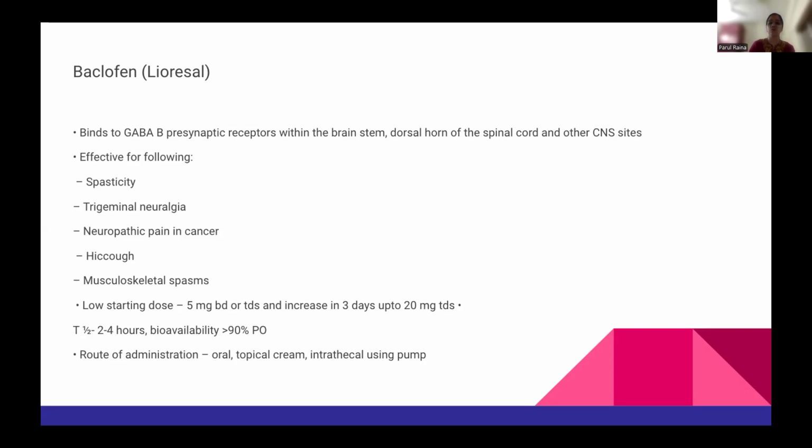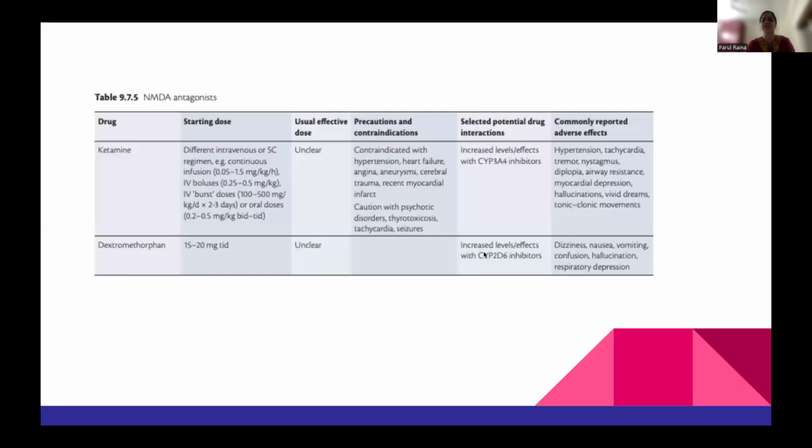It can be given orally, topically, and intrathecal pumps can also be used, especially in cerebral palsy patients who have very severe lower limb spasms. In those cases, intrathecal pumps have been used. The last table I have added is regarding NMDA antagonists, where sometimes in very refractory cases where all the pain management has been used, ketamine infusion comes into play.